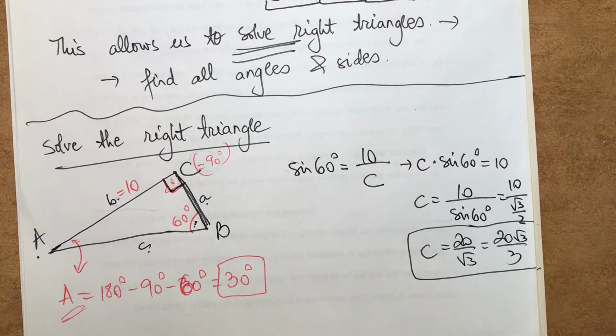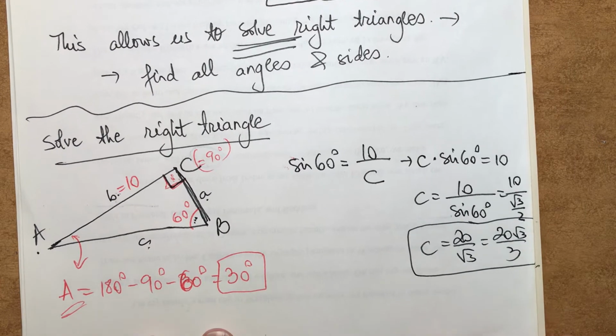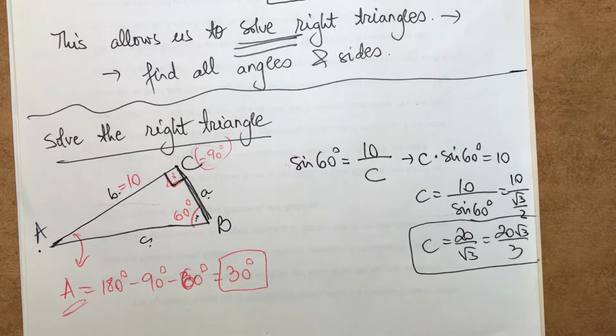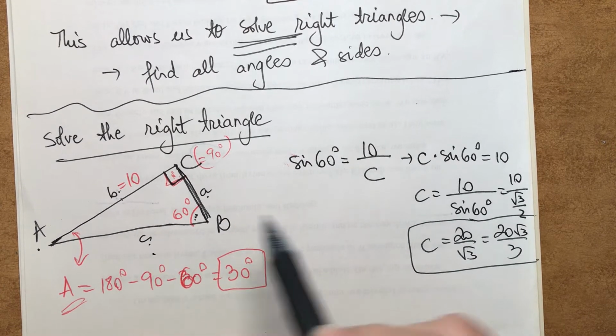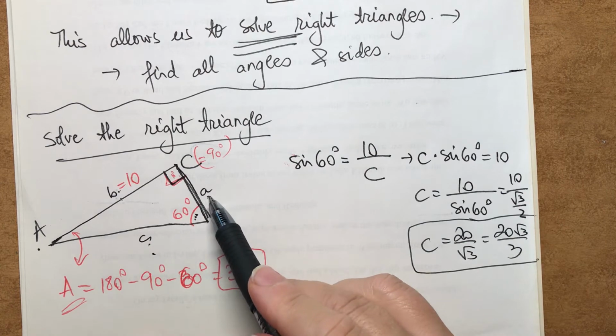It's not a big deal. You can put it in a calculator and come up with an answer. It didn't ask for an exact value. And finally, I know side B is 10. I know side C is this number here. How do I find side A?